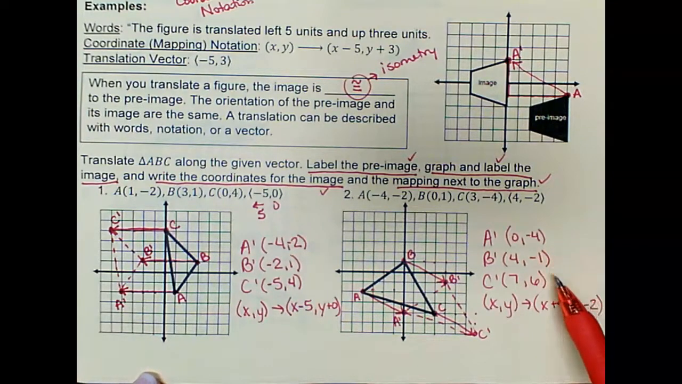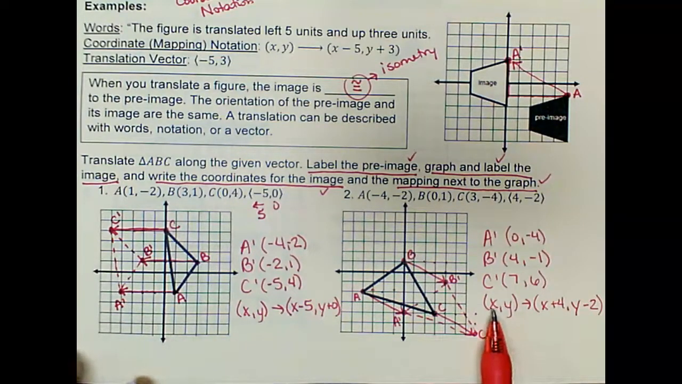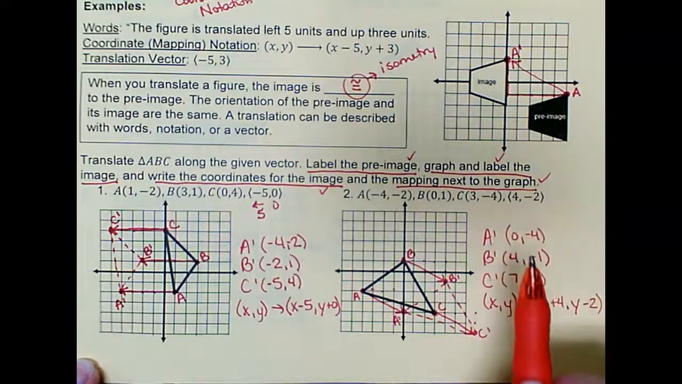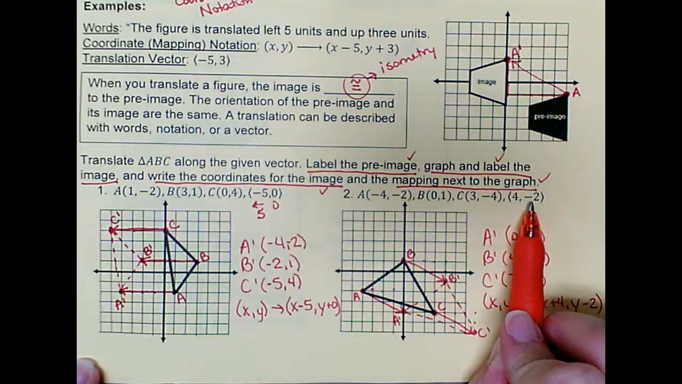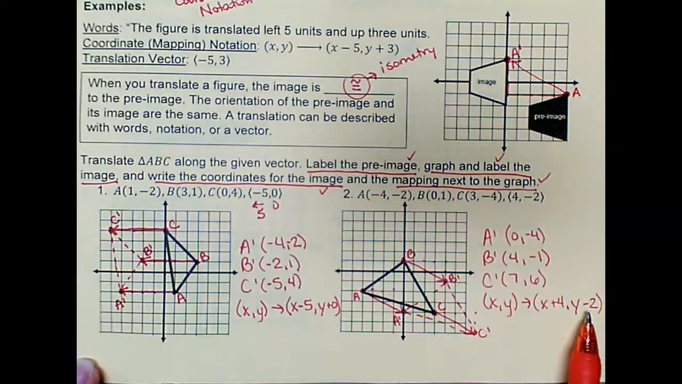Check your image points, so A prime, B prime, C prime. And then if you're unsure how to get the mapping, you're always mapping x comma y to the point that has x and y transformed like this. So if this is a positive 4, your new x value will be x plus 4. And if in the translation vector you have minus 2, then this will be y minus 2.